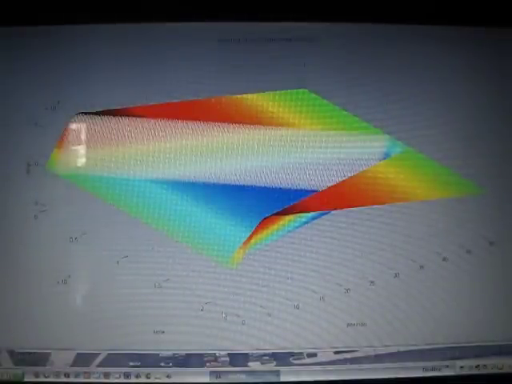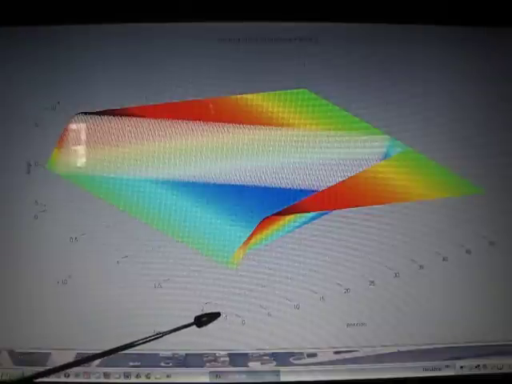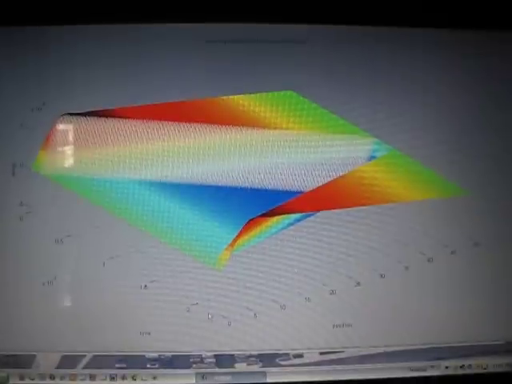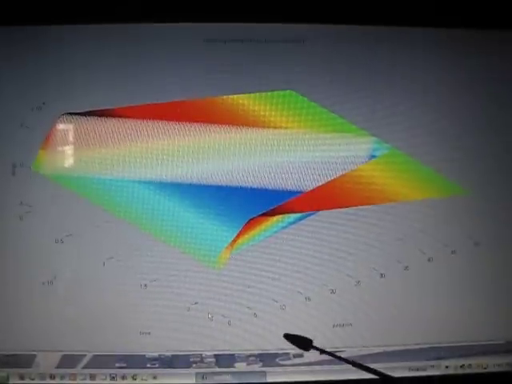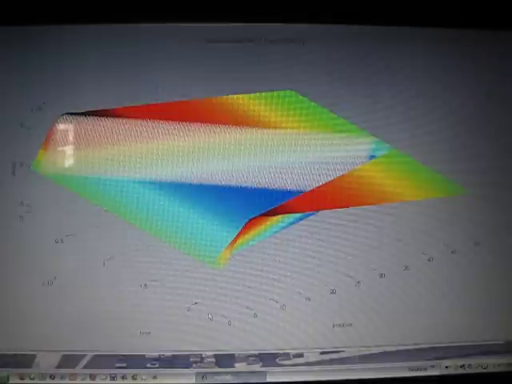Here's the three-dimensional picture. Time starts over here at 0, moves along to 2.27 milliseconds, and then this is the position going along this axis from 0 to 51 centimeters.